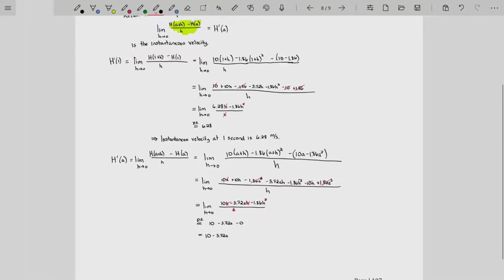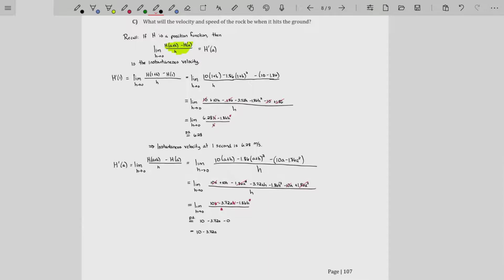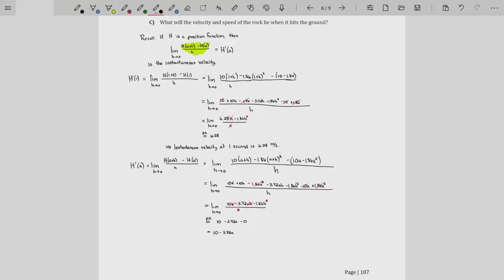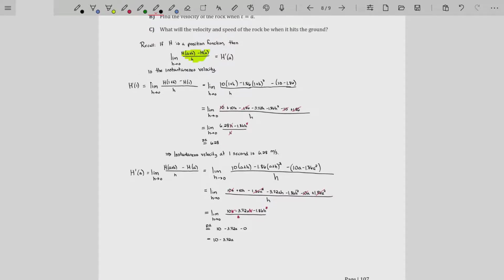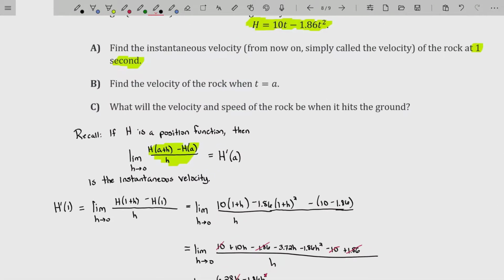And finally, in this example, what will the velocity and speed of the rock be when it hits the ground? Oh, I like that question, actually. That's a pretty cool question. So we need to do two things here. This is such a good calculus question. What will the velocity of the rock be, and what will the speed of the rock be when it hits the ground? Now, obviously, you're going to say, when it hits the ground, the speed's 0. No. I mean, right before it hits the ground.